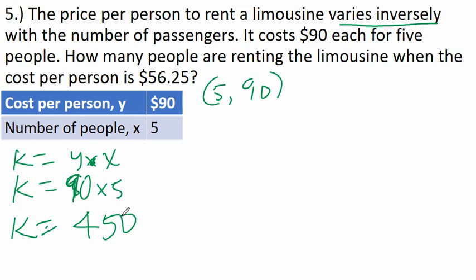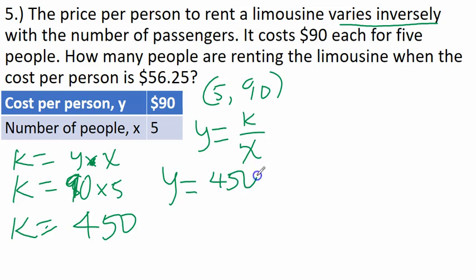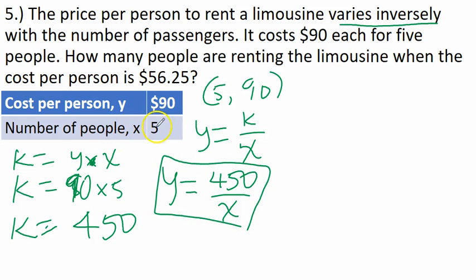Now we're going to write the equation. Y equals k over x. So y equals, our k is 450 over x. So with this equation, we can find all the points on this line if we graph it. So we can use this equation now to answer this question. So we are asked to find how many people. We are looking for how many people. So what represents the number of people? X. So we are solving for x.